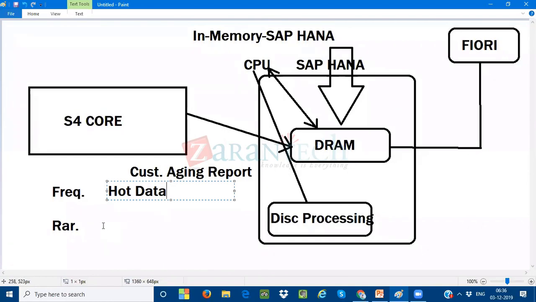And there is some rarely accessed data, meaning data accessed once every 6 months, or once a year, or quarterly, or whatever it may be. I'm not going to execute it on a daily basis or every couple of days. This is the report I'm going to use as a quarterly audit report or a yearly audit report. That report is going to be stored in disk processing, not in the DRAM. I will not store it in the DRAM. That data will be stored in disk processing.